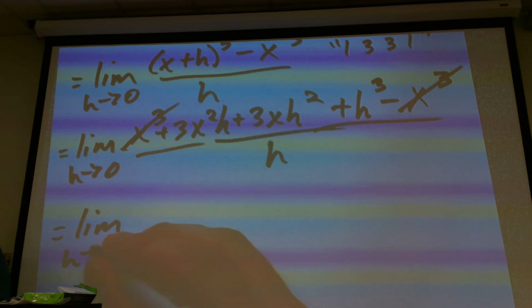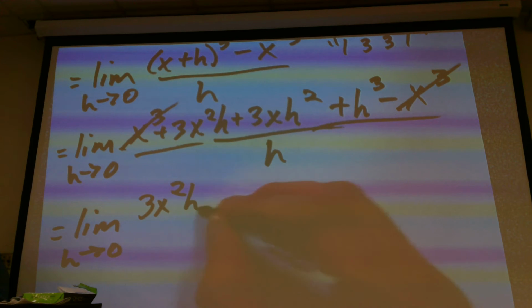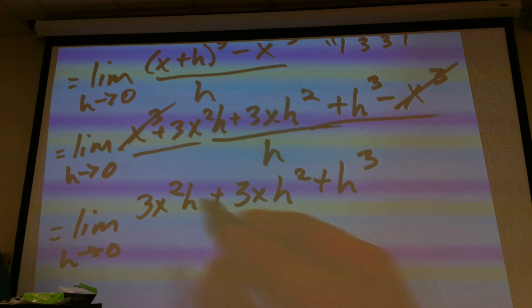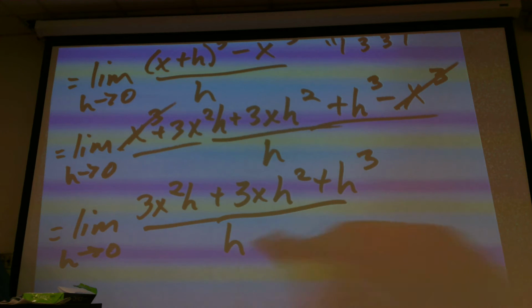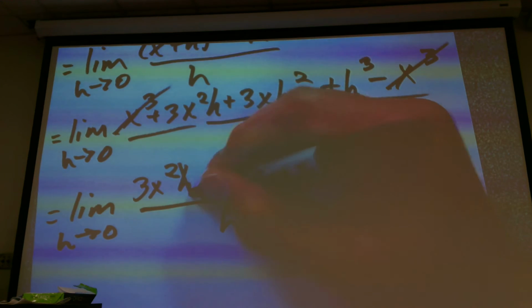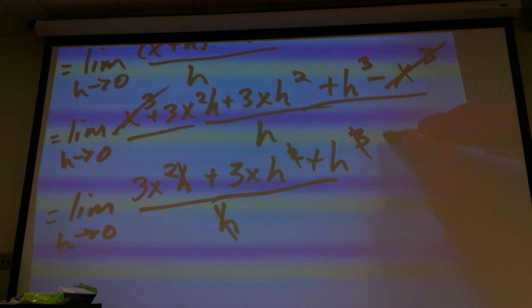That's going to be the limit as h tends towards 0. All right, so let's just write it like this: 3x squared h plus 3x h squared plus h cubed, all of that divided by h. All right? h and h cancel each other out. Cancel with one of them, and that 3 is going to become a 2.